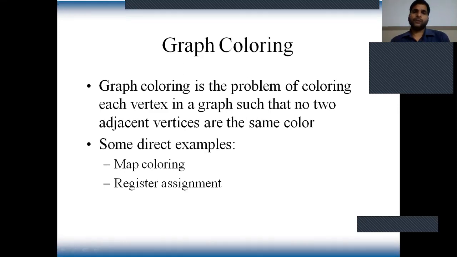Now graph coloring is the problem of coloring each vertex in a graph such that no two adjacent vertices are the same color. So that is the condition of the graph coloring problem. Direct examples are map coloring and register assignment.